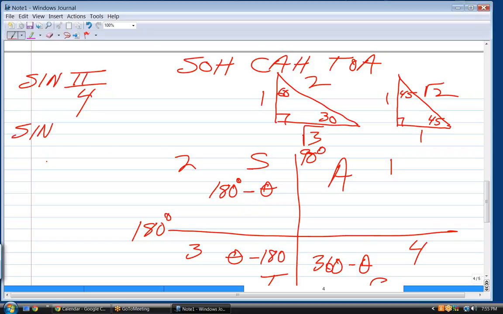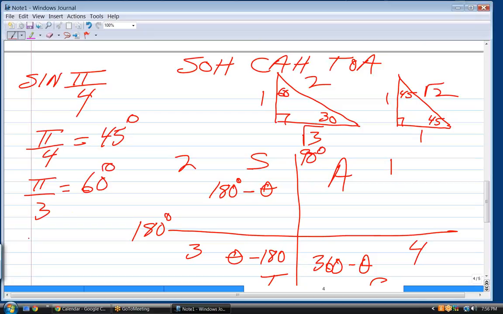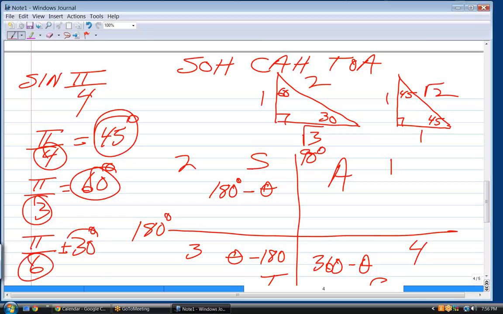So then that's pi over 4 times 180 over pi. And then the pi's cancel out, and 180 divided by 4 is 45. Let me point something out here. Pi over 4 equals 45 degrees. Pi over 3 equals 60 degrees. And pi over 6 equals 30 degrees. Notice the commonality. This times that is 180. This times that is 180. This times that is 180.